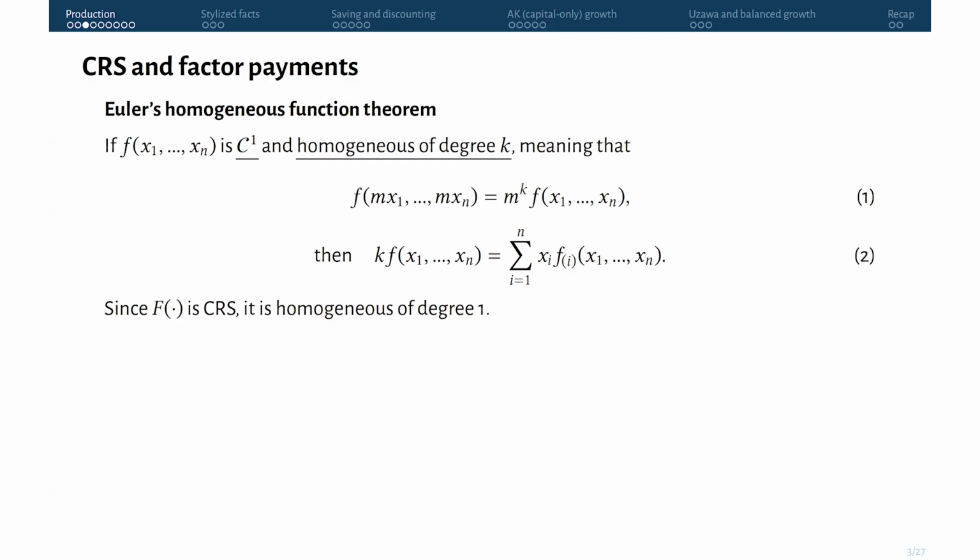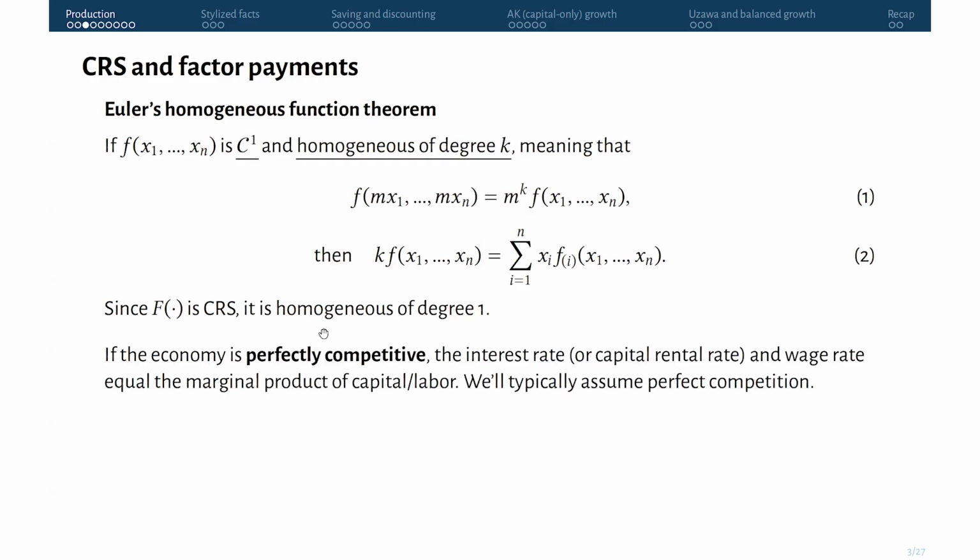if you go through all the inputs to the function, and you multiply the level of the input, that x_i there, by the derivative of the function with respect to that one input, and you add that up across the inputs, what you get is k times the level of the function at that vector of inputs. So if our production function is constant returns to scale, it's homogeneous of degree 1, right? If you double all the inputs, you double output, and this is the m equals 2 illustration. And here's what that means.